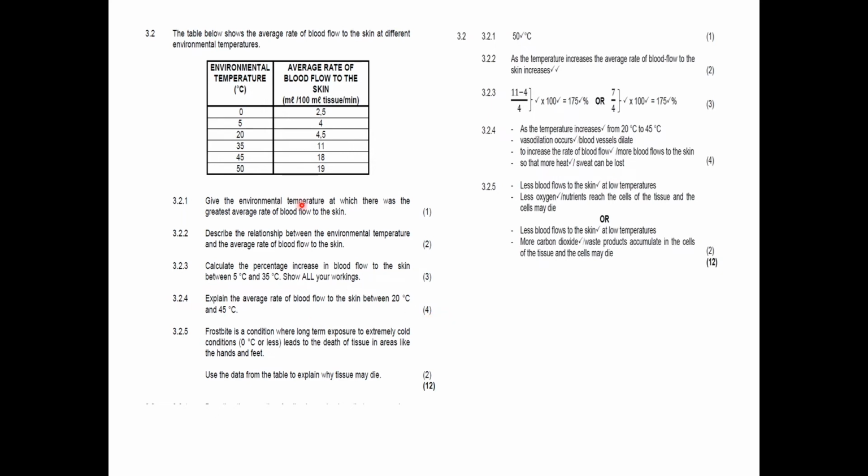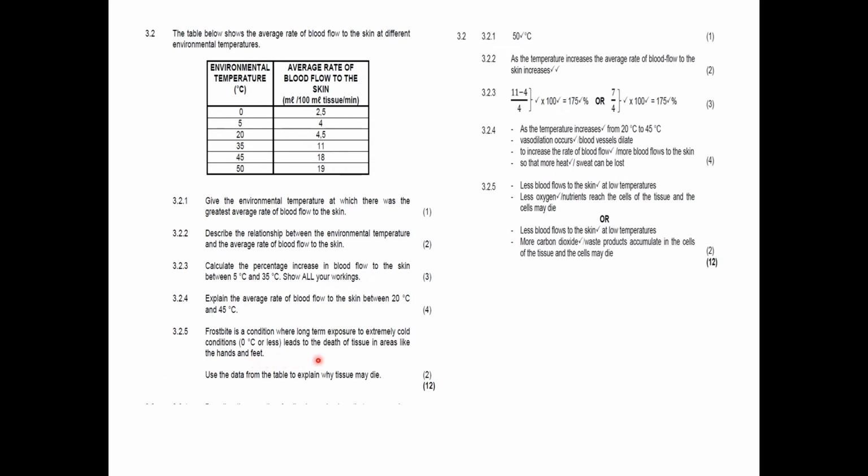Then, explain the average rate of blood flow to the skin between 20 and 45 degrees. Explain, 4 marks. Now I can see between 20 to 45 degrees, the temperature is increasing, and that will cause the average rate of blood flow in the skin to also increase. That means the blood vessels are dilating. It's getting hotter. Blood vessels are dilating, so more blood flows to the surface of the skin, so more heat is lost by radiation.